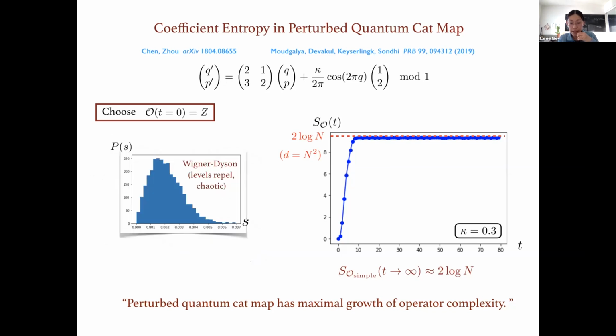And this observation is in agreement with level statistics. Again, this is a histogram of nearest neighbor level spacing, and this particular shape is called the Wigner-Dyson distribution. In contrast with the previous Poisson distribution, Wigner-Dyson has zero or very small probability of finding levels near each other. So levels repel, and that's a hallmark of a chaotic, interacting system. So our observation from coefficient entropy agrees with level statistics.